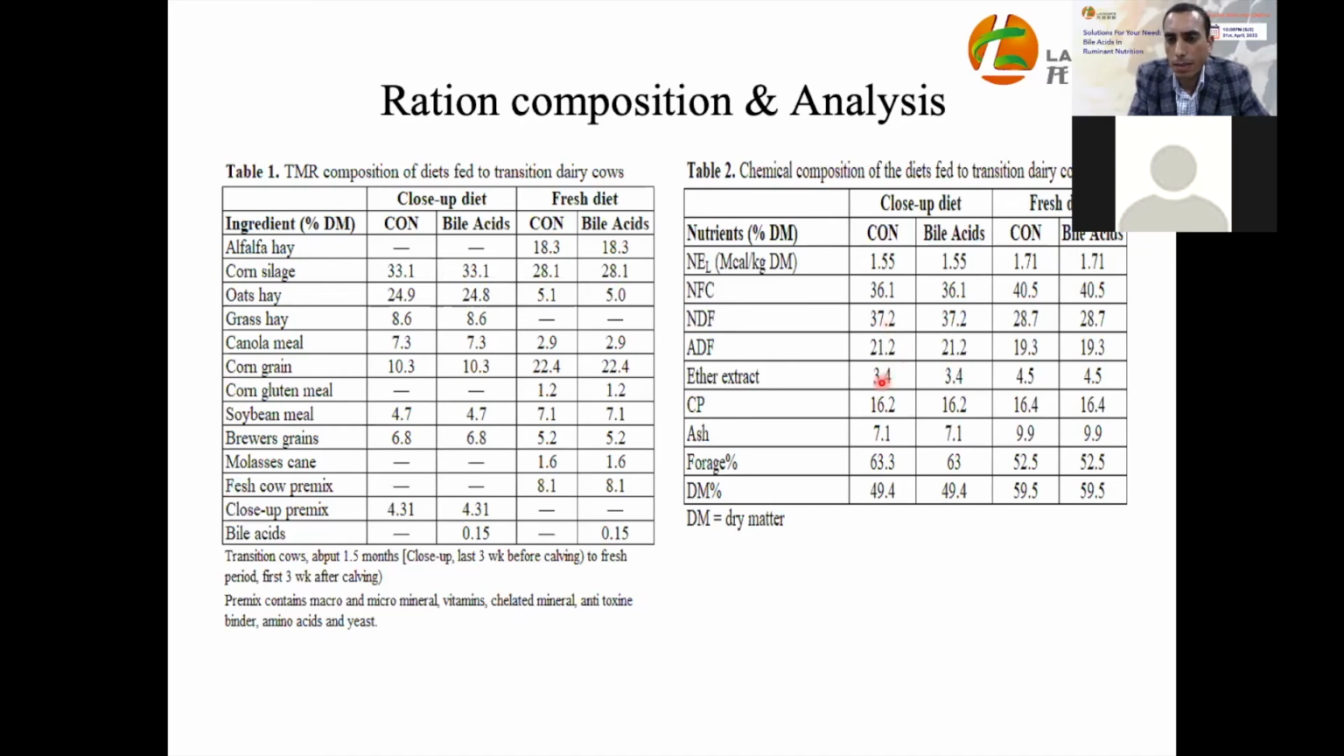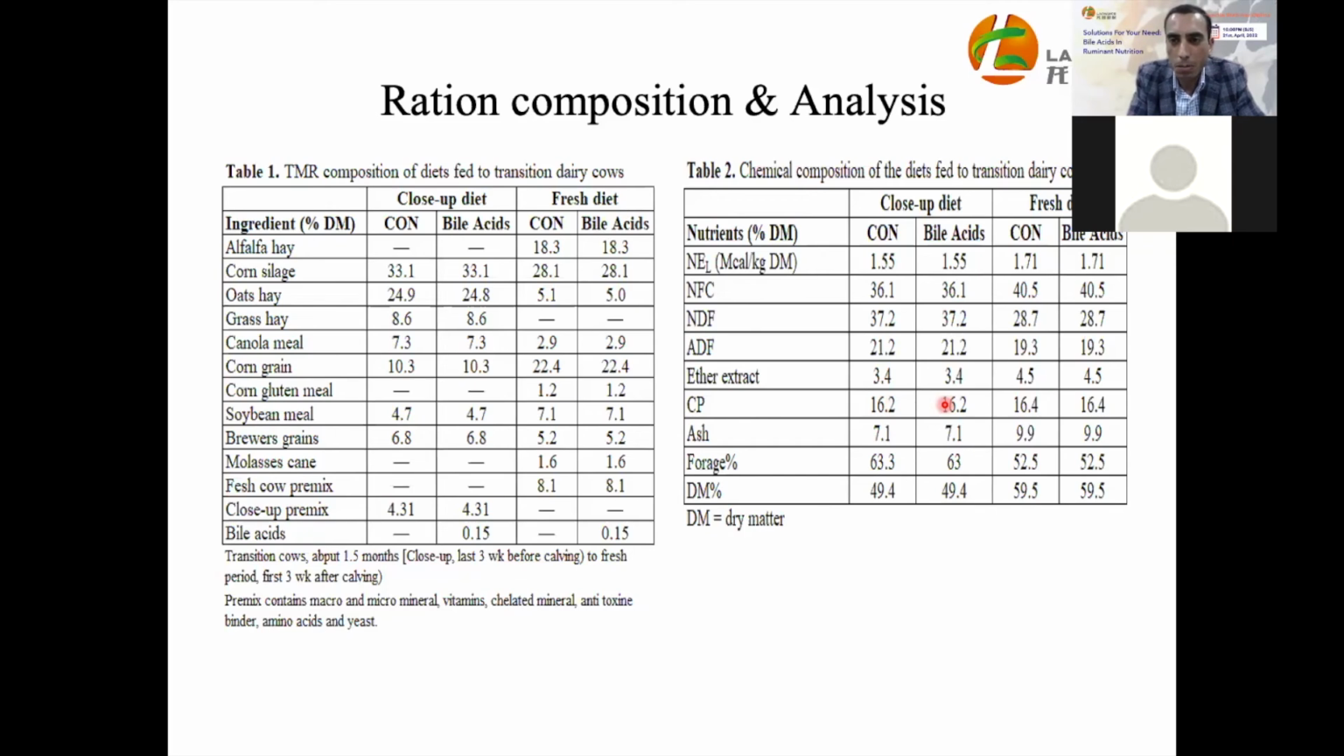Ether extract is around 3.5, and 4.5 during the fresh period and 3.5 during the close-up. Crude protein, when we adjust the diet, we prefer to adjust to around 16 to 16.5. Previously, sometimes we adjusted the crude protein higher, to 17 and sometimes 17.5 for fresh cows, and 15.5 up to 16 in close-up cows. But when we adjust the diet to around 16 to 16.2 in this time, the result is good.